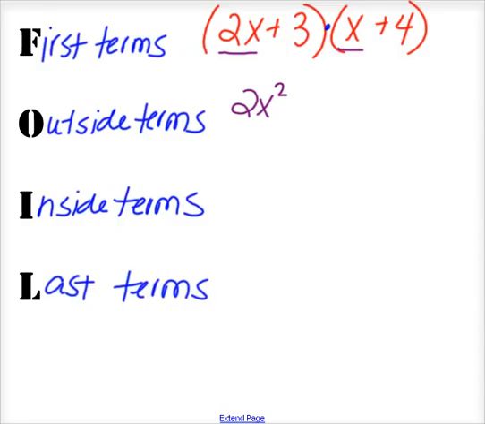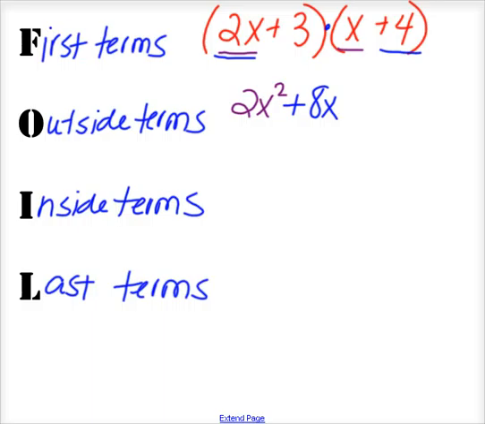All right? Next step. Take the outside terms. That would be your 2x and your 4. They're on the outside, and you're multiplying them. 2x times 4 is a positive 8x.